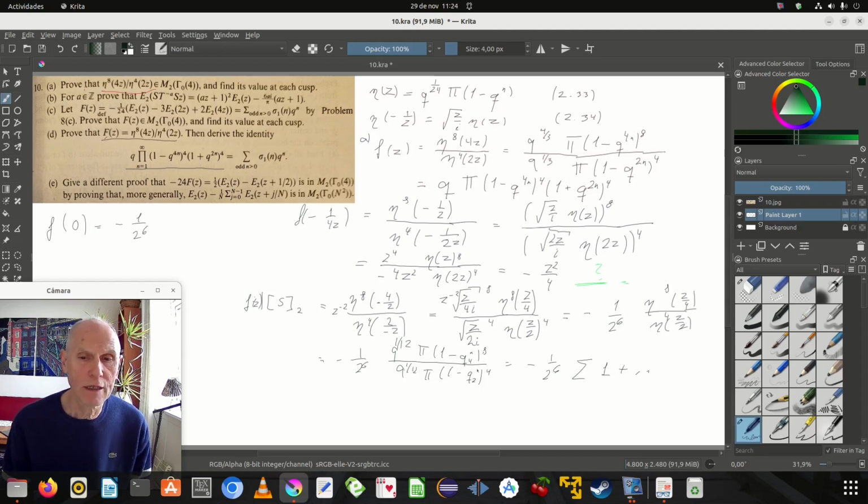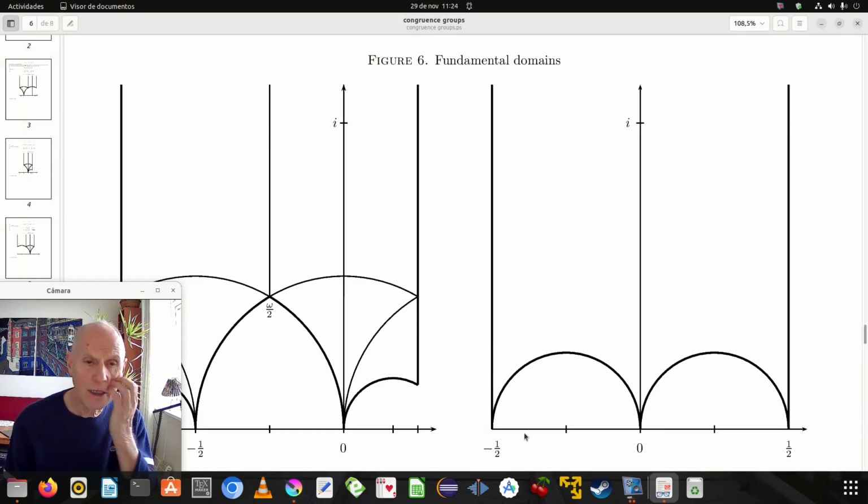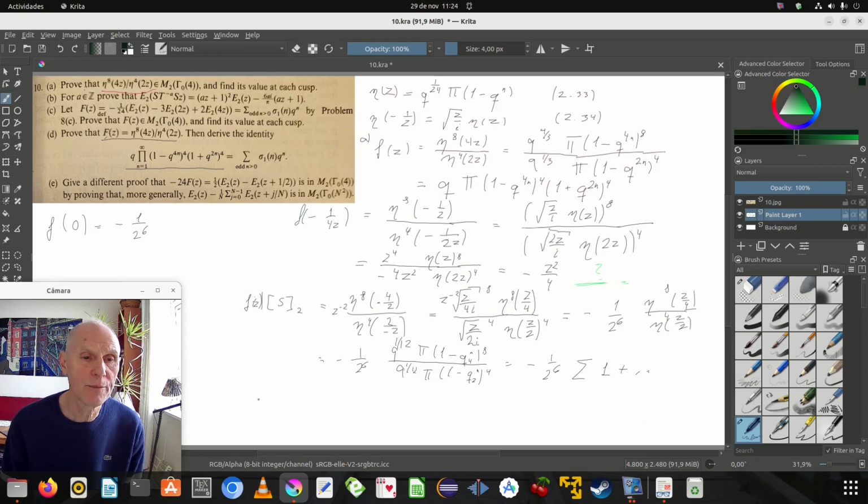At the other cusp, which I forgot the other day, that's -1/2. I wonder if we could be smart and translate it to naught. That's creative, isn't it? By using square root t. And then s.